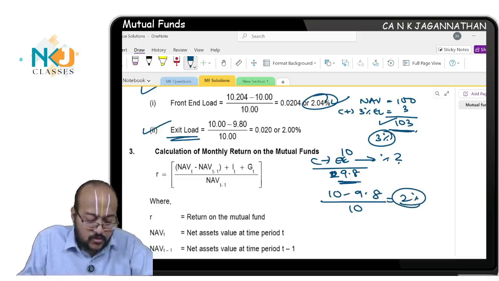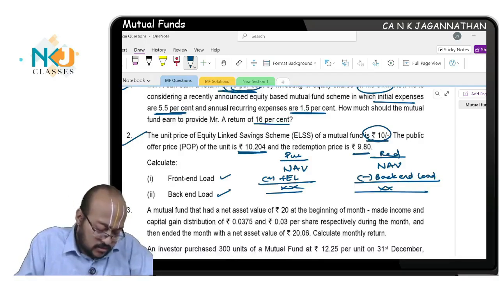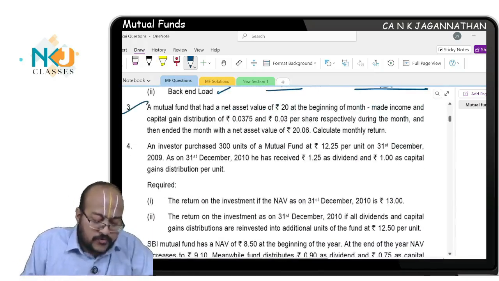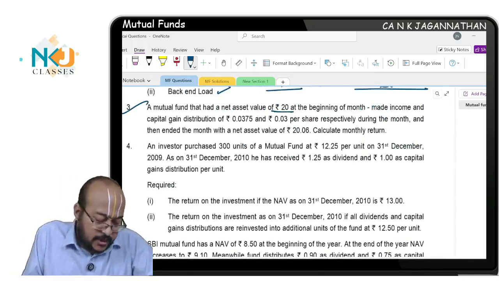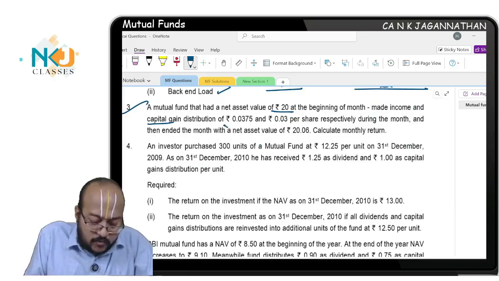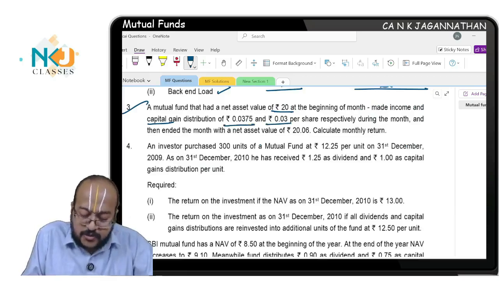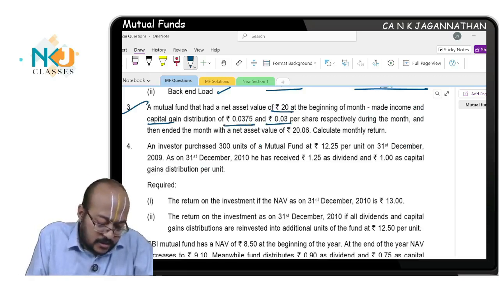This is exit load. Okay, next, take question number 3. A mutual fund that has a net asset value of 20 at the beginning of the month made income and capital gain distribution of 0.0375 and 0.03 per share respectively during the month, and then ended the month with net assets value of this much.